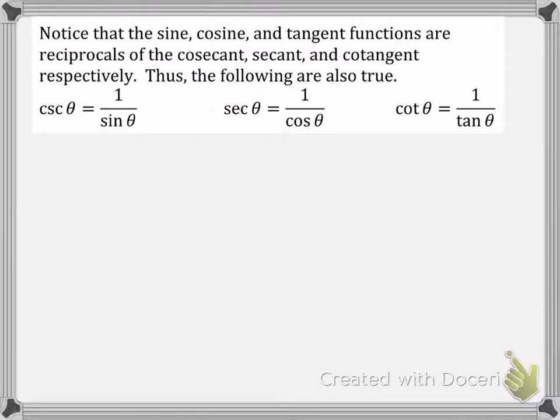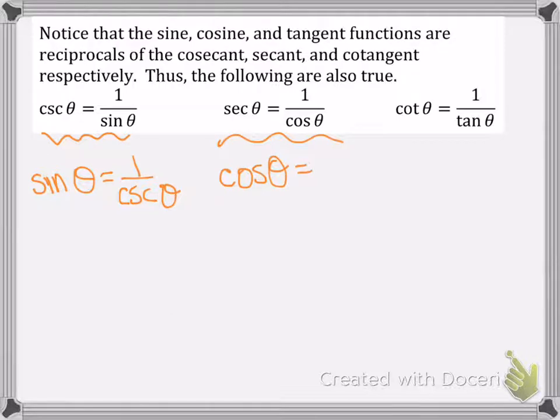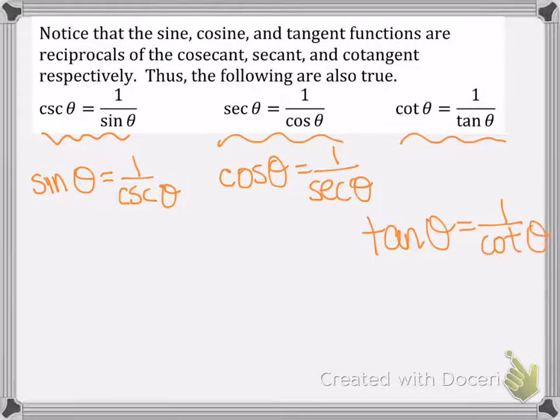Just like I said, they are reciprocal functions, so we could also think of cosecant as 1 over sine, or we could think about the sine of theta as 1 over cosecant of theta. Secant is 1 over cosine, and the same way we can think about the cosine of theta as 1 over secant. And then cotangent is 1 over tangent, which means I could think about the tangent as 1 over the cotangent.